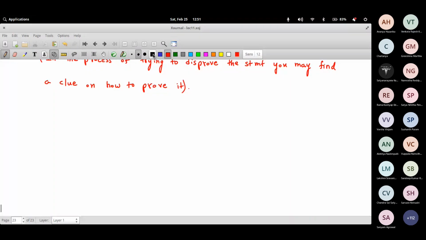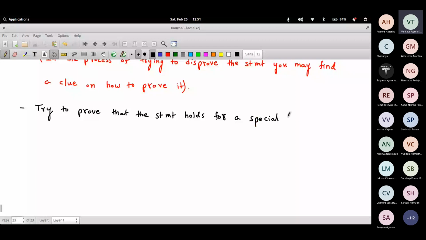And another method is, rather than trying to find the proof directly, first take some particular examples, in the sense particular special cases. Try to prove that the statement holds for a special case.